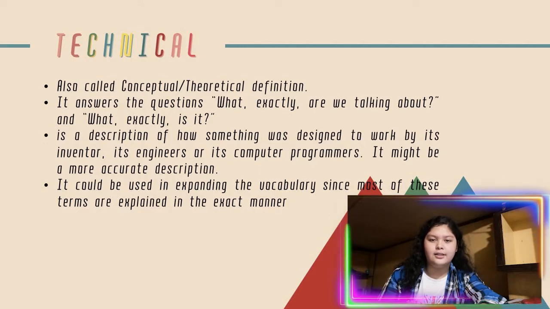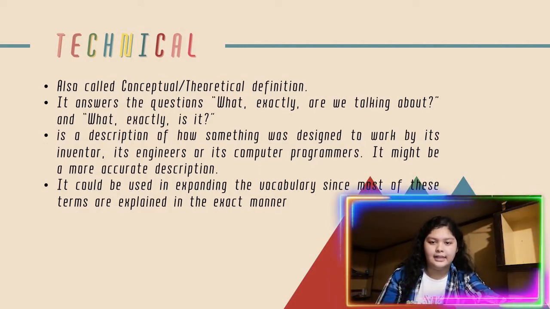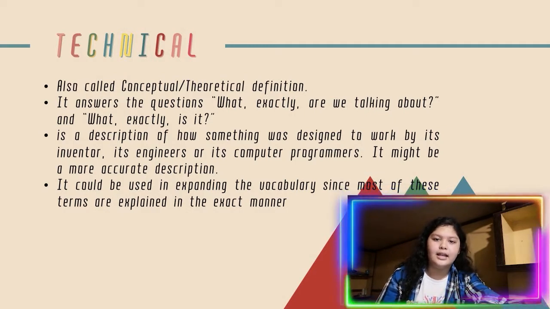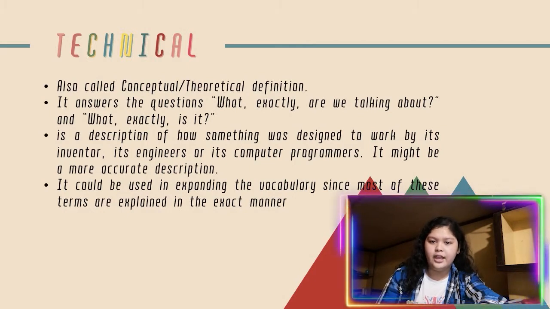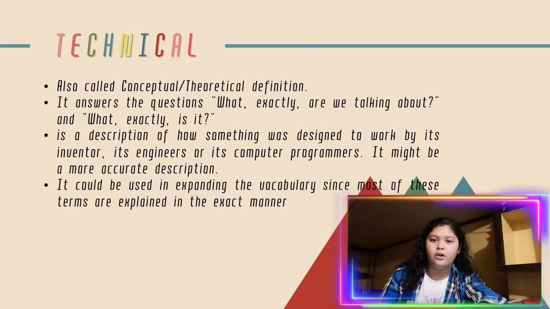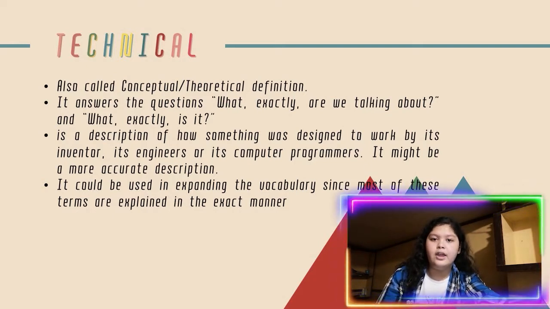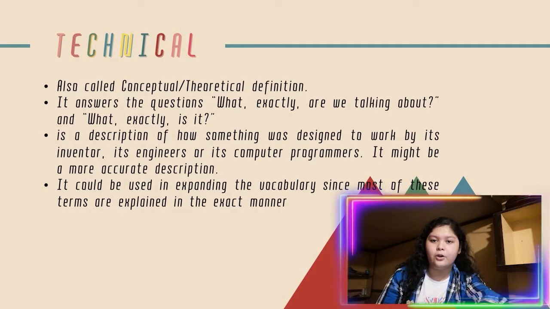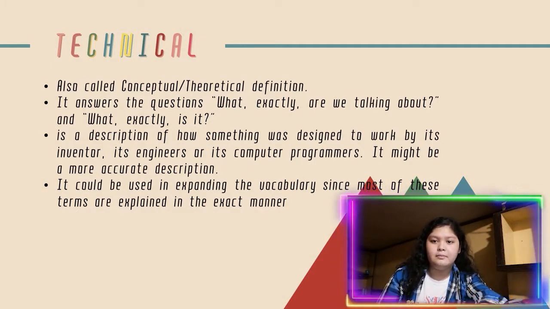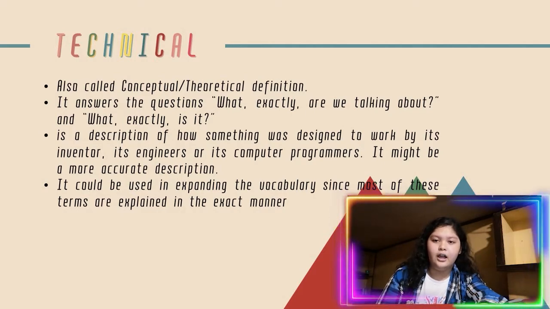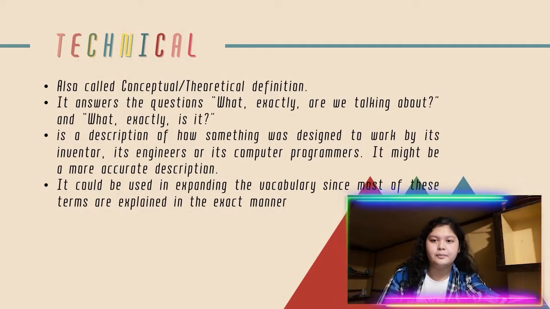Technical definition also answers the questions, what exactly are we talking about and what exactly is it? In answering what exactly are we talking about, a definition can provide clarification on the meaning of a vague or ambiguous term. Ambiguous means it is unclear or uncommon to you, and this might cause misunderstanding or confusion. When you use a word or phrase and the meaning of it is unclear, ambiguous, or vague, we will use a definition to define that term.